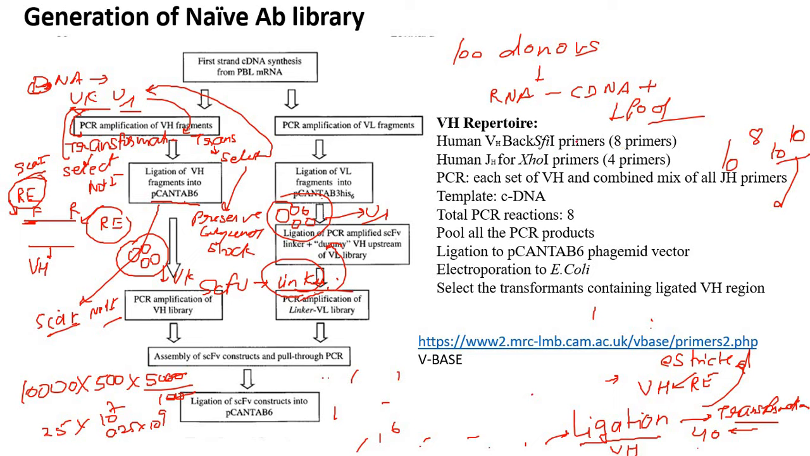Then how many reactions do we have to do? Because for the JH we are going to make a pool of these primers, and for each set of the primer you will use one VH primer and the mixture of the JH primers. So total there are going to be 8 PCR reactions. Then we will pool it, then we will ligate, then we will electroporate, then we will select the transformants which contain the VH fragment.